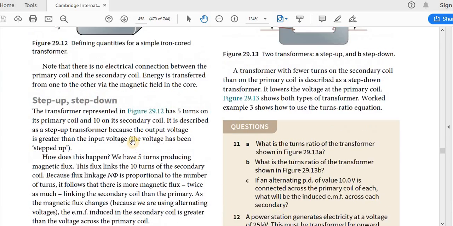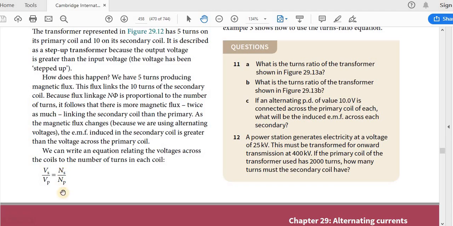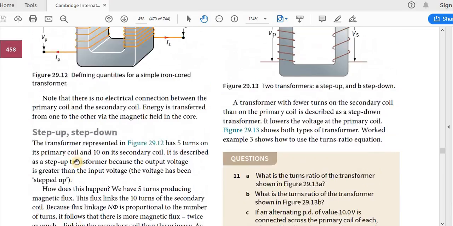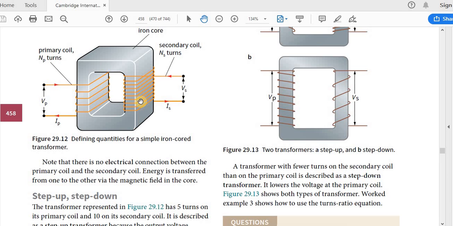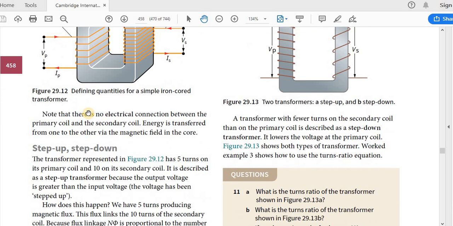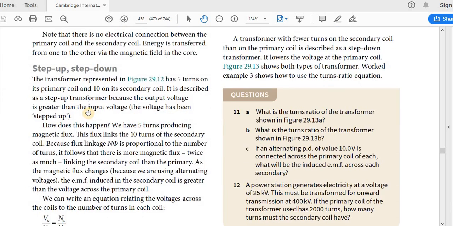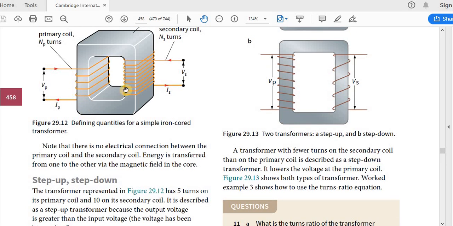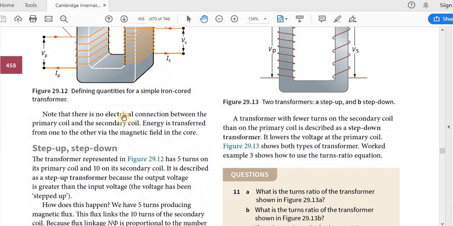So what will happen is, now since the ratio of the voltages is equal to the ratio of the turns, the voltage will double. Here you have fewer turns, here you have more turns, which means the voltage will be increased. So if here you have 5 turns and here 10 turns, the number of turns is double, so the voltage also will be double.